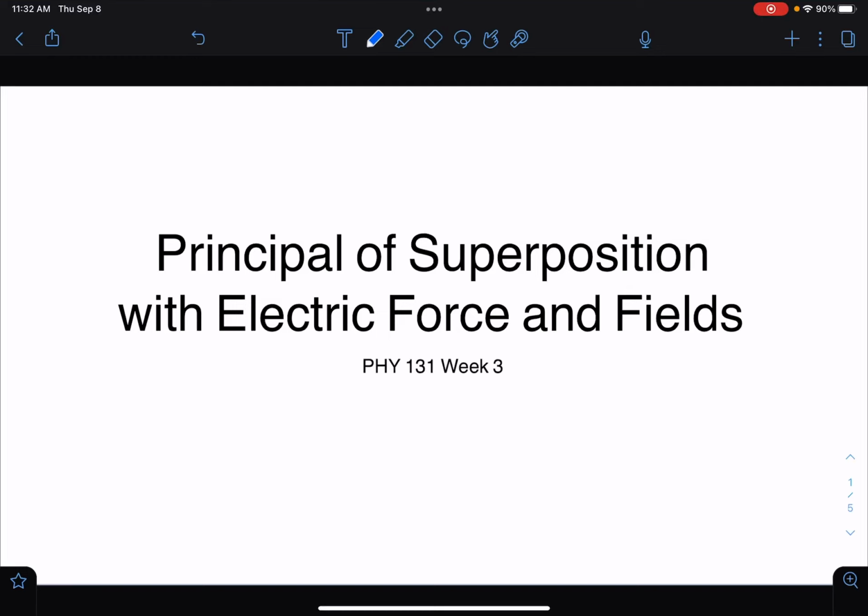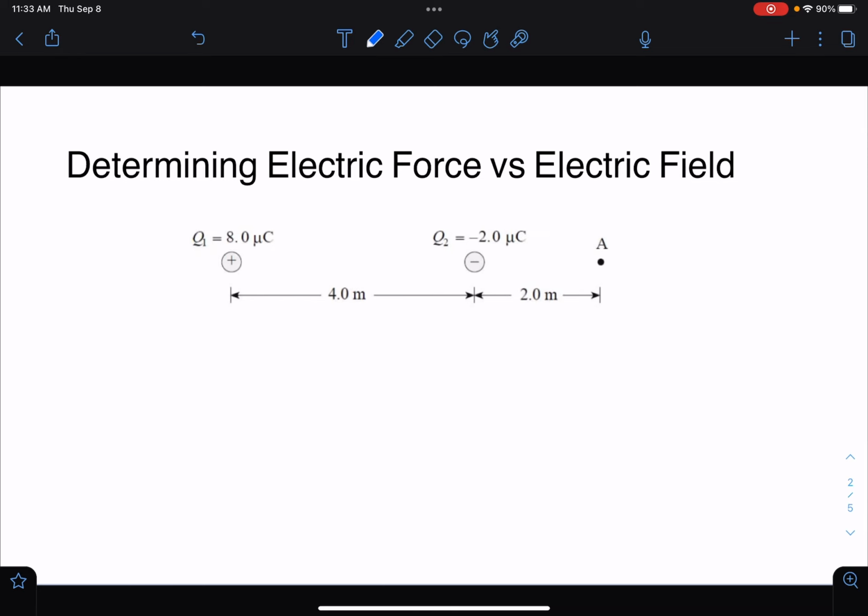All right, I've put together a few more examples of using the principle of superposition with electric forces and electric fields. So just to start off, we are going to review the difference between the electric field versus the electric force. Okay, so in this situation, if we have point A, and then we have Q1, which is positive, and we have Q2, which is negative.